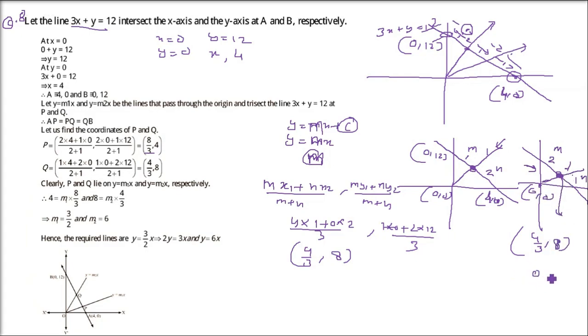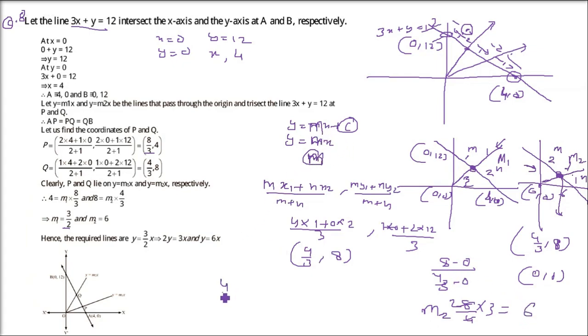So let us find out the slope. We are only interested in slope, y2 minus y1 by x2 minus x1. So 8 minus 0 by 4 by 3 minus 0. 8 by 4, 8 divided by 4 is 2. 2 into 3, 6. 6 is the slope of the second line. The m2 is 6. And if you say m1, this slope will come as 3 by 2. This also will come as 3 by 2. Same thing you have to do for the other as I did in the previous one.